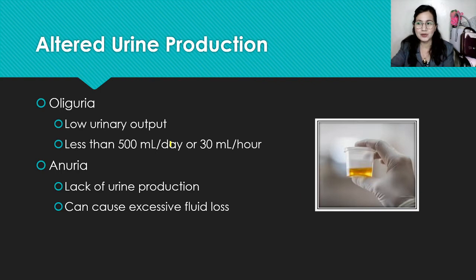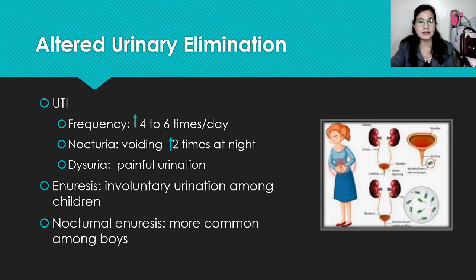Next is oliguria. When you say oliguria, there is low urine output, which is less than 500 ml a day or just 30 ml per hour. Anuria is the lack of urine production. And we also have the condition called UTI or urinary tract infection.